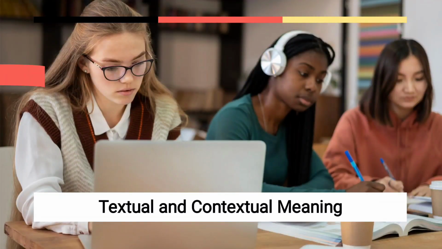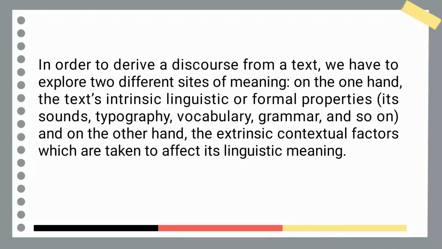Textual and contextual meaning. In order to derive a discourse from a text, we have to explore two different sides of meaning. On the one hand, the text's intrinsic linguistic or formal properties: its sounds, typography, vocabulary, grammar, and so on. And on the other hand, the extrinsic contextual factors which are taken to affect its linguistic meaning.